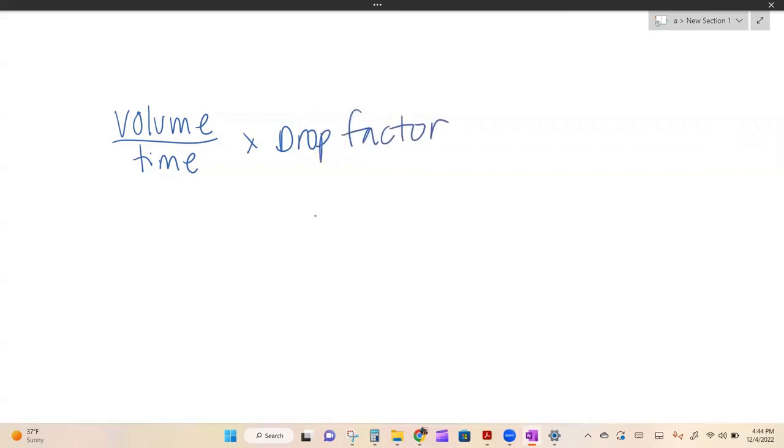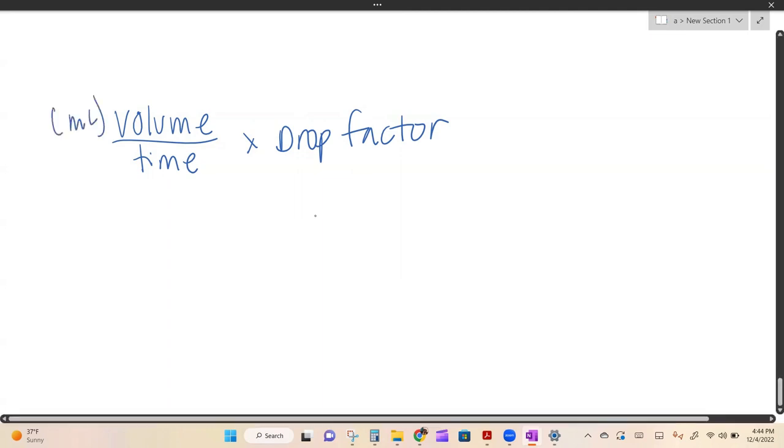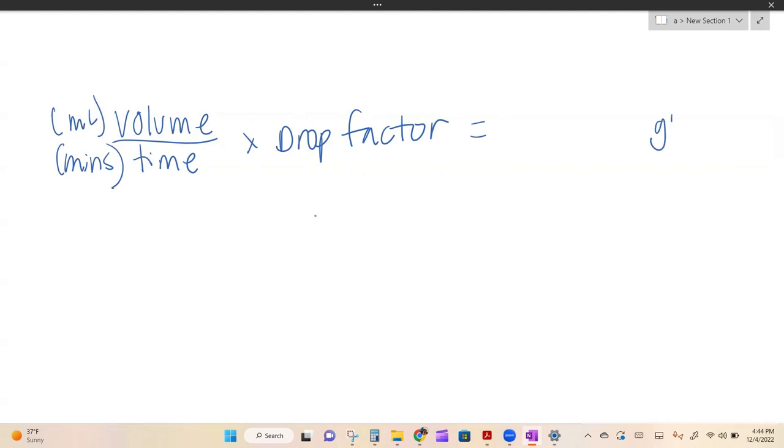So the drop factor has to be given to you for you to be able to do this problem. And I don't think they have you ever calculate it. And then the volume, of course, is going to be milliliters still, but for this one the time should be in minutes, because our answer at the end of this math problem should be drops per minute.